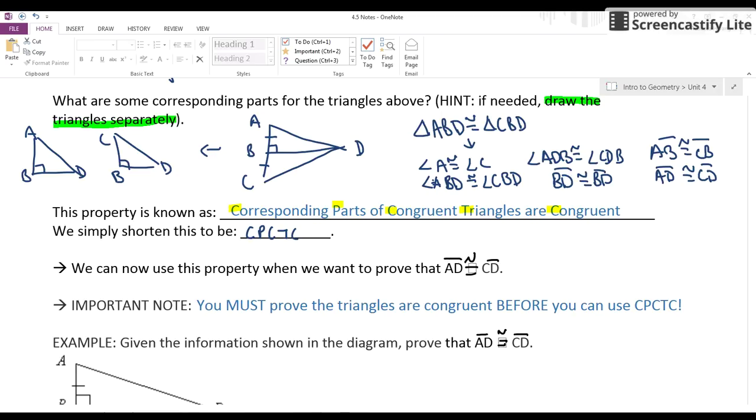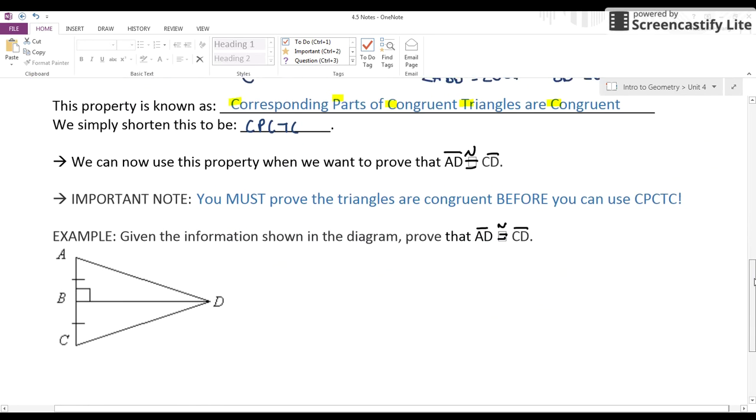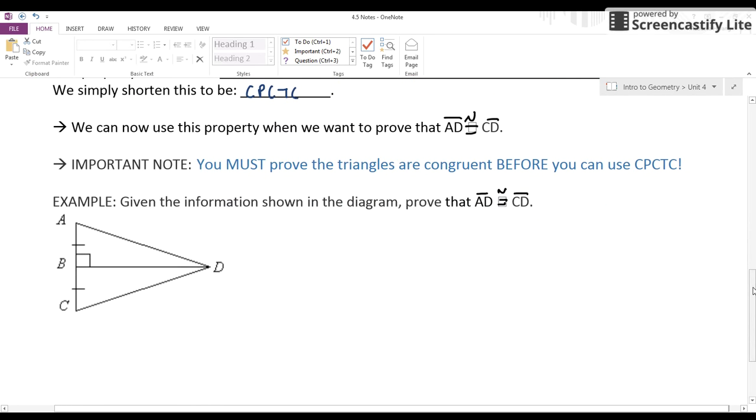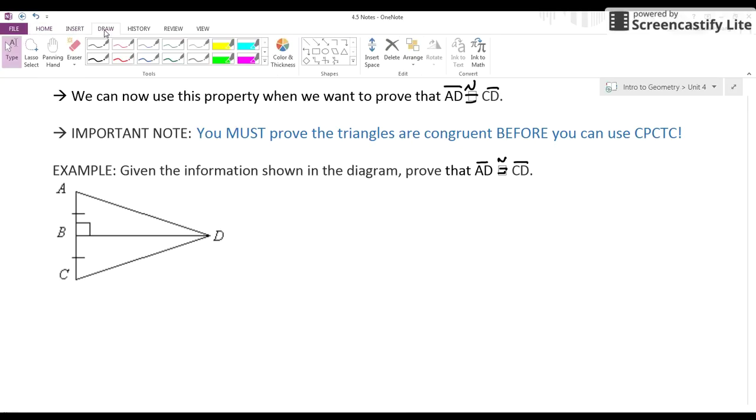You cannot use CPCTC to prove triangles congruent. All you can say with CPCTC is that corresponding parts of congruent triangles are congruent. Okay, can't say that enough. Every year I have someone trying to use CPCTC as the congruent reason. Not going to work. So if we use the information again here in this diagram, and now instead of trying to prove the triangles are congruent, we're trying to prove the corresponding parts are congruent, all we need to do is simply add in one last step.